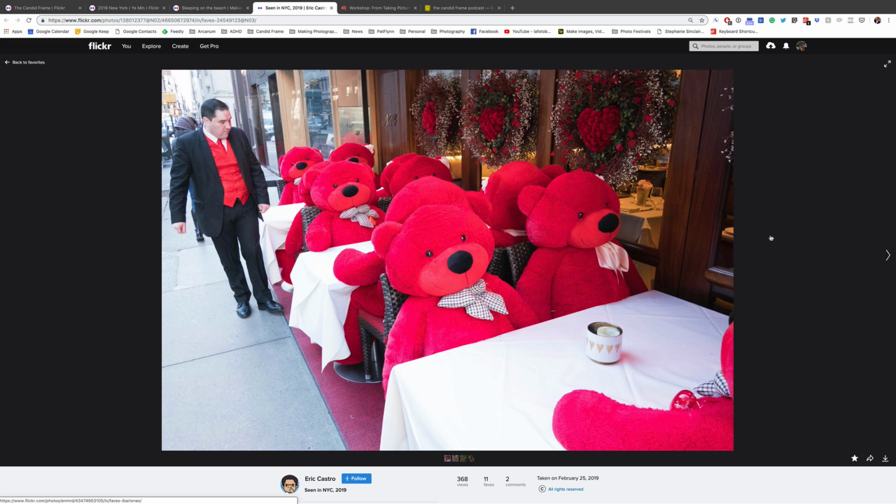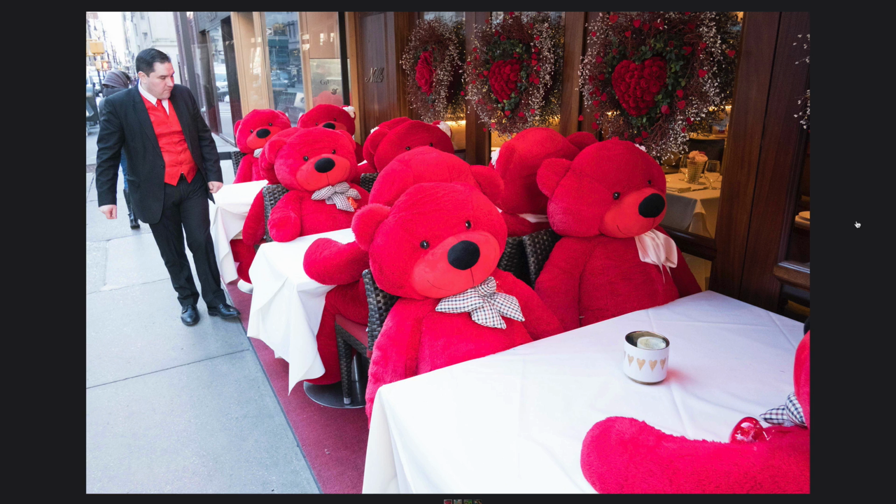We have no EXIF data here. So here we have a really interesting shot of these bears seated at a restaurant and with this guy in a red vest in the background. I assume that he works at the restaurant. And immediately you're just drawn into the humor of the scene, of these bears looking as if they're waiting for a waiter to take their order.